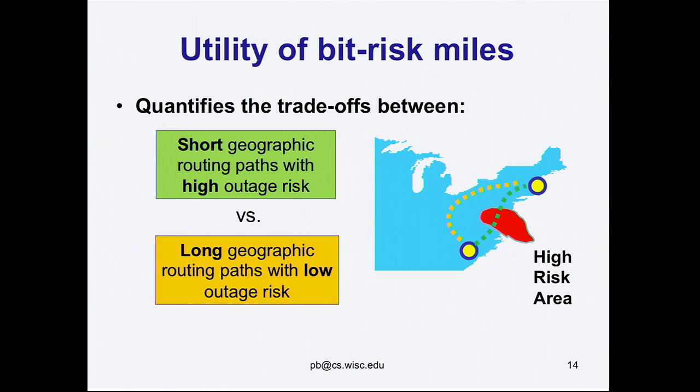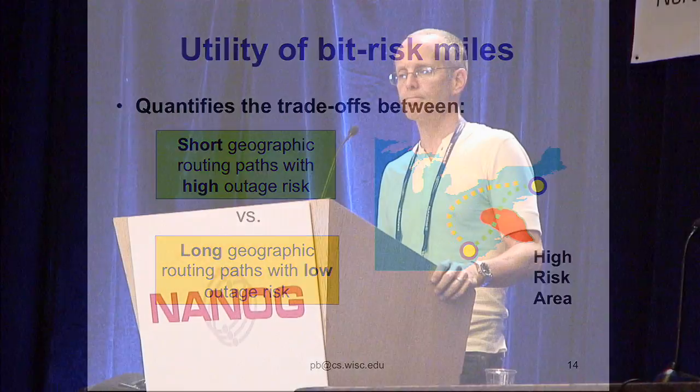Okay, so the idea here really is that what this gives us is the ability to quantify the trade-offs between a shortest path between two nodes that might have a higher aspect of risk versus a longer path between those two nodes that has a lower risk of outage.